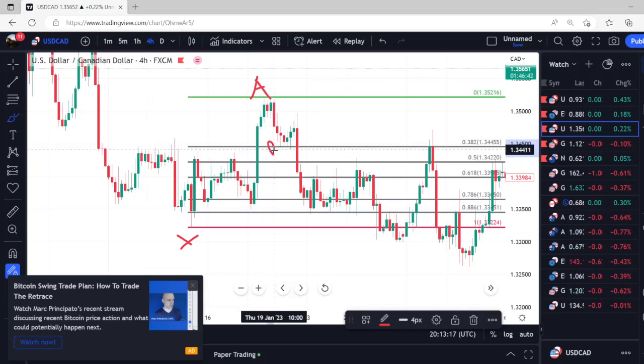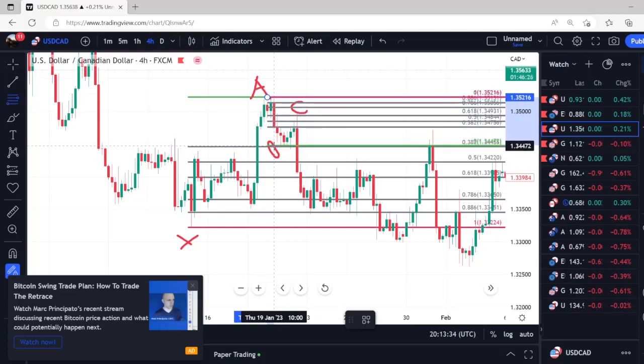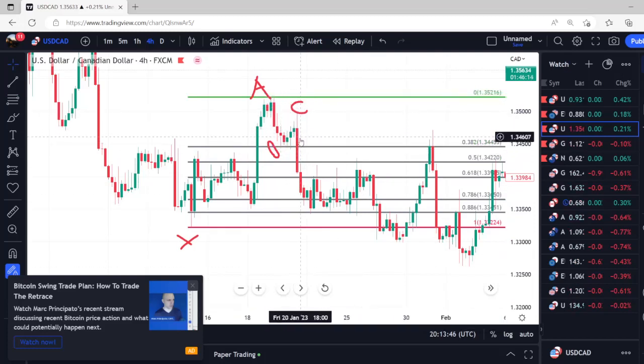and our B is at 0.382, and our C pullback did not go above the A, and as you can see, it definitely touched 0.382. If I measure from this A to where the pullback stopped, you can see that this wick here crossed 0.382. So that is definitely valid. And then we had the thrust to the downside. As you can see, it all went down before it went up.